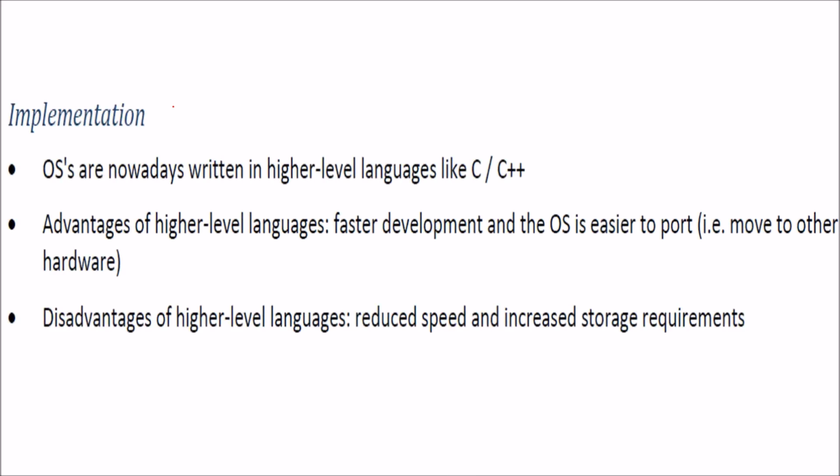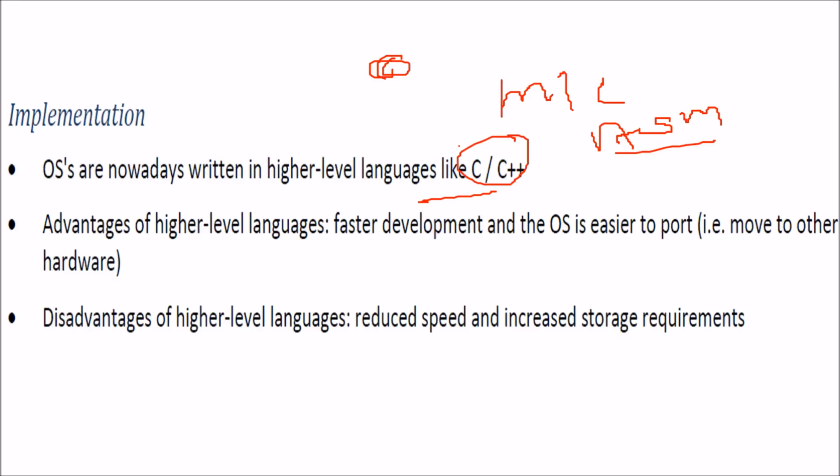For implementation, an operating system can be implemented in a higher level language like C or C++. Previously operating systems were implemented in languages close to the hardware, like machine language and after that assembly language. Now there are various operating systems implemented in high level languages. There are advantages and disadvantages. The advantage is that development is faster and the OS is easier to port from one system to another, but the disadvantages are that the speed is reduced and the storage requirement increases.